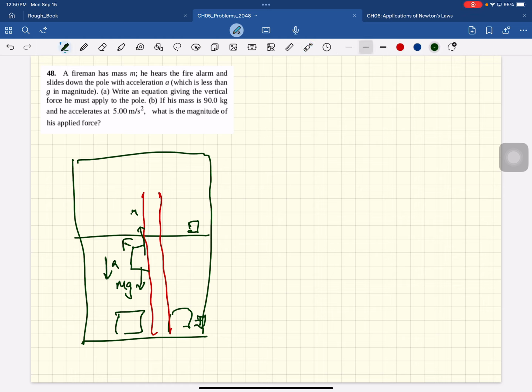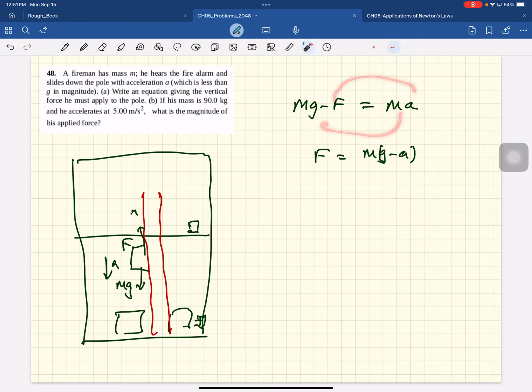All right, so we'll choose this direction as positive. mg minus F equals, so this is the net force in the downward direction, and that's equal to your mass times acceleration. Okay. So F equals m(g minus a). Okay, bring this over here, that over there. So there is the magnitude of the force that you're applying.